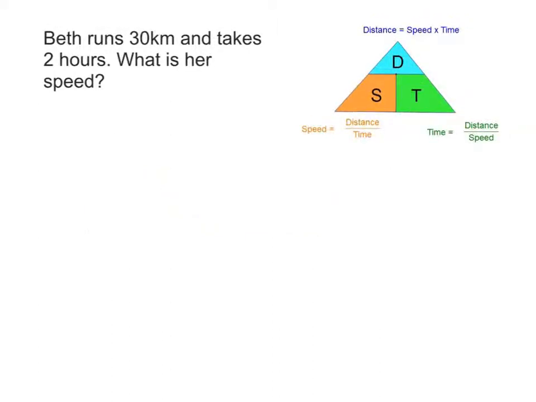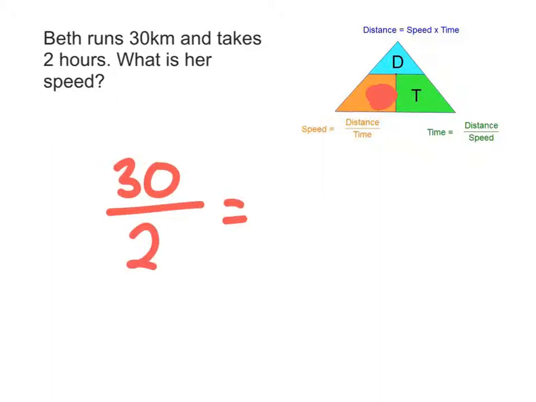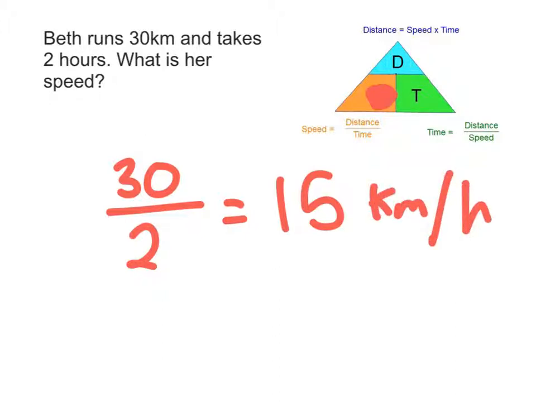Here, Beth runs 30 kilometers and takes 2 hours. What is the speed? So, we are working out speed. Okay, so that's the distance, which is 30, divided by, because on top of it is time, which is 2, which you can use a calculator, but you shouldn't need it, which is 15. And here's the important thing, the units. Speed is the distance per time, so how long? So it's kilometers per hour.